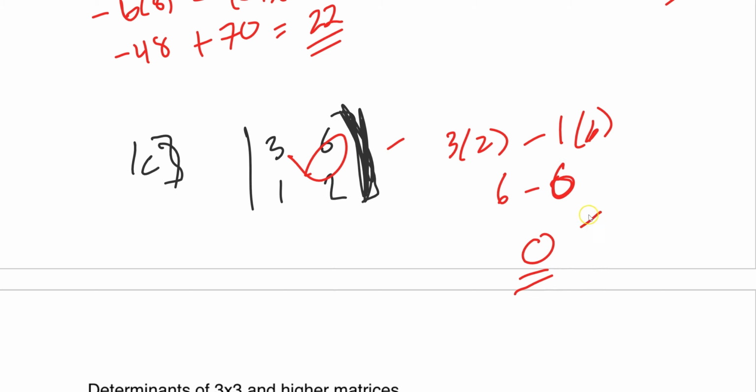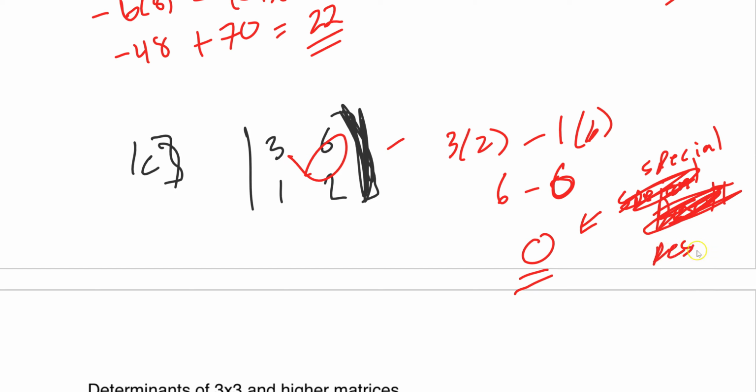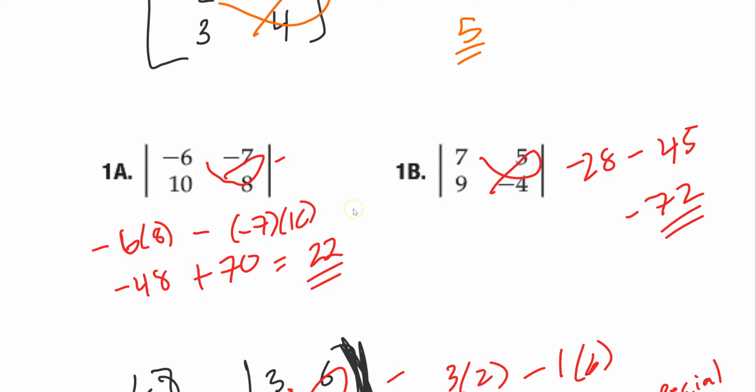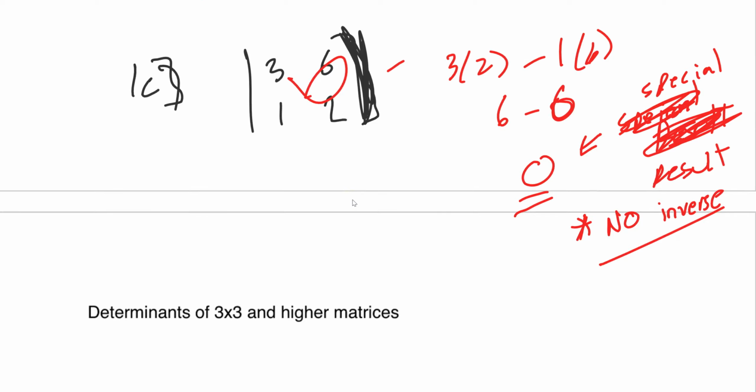And that's actually a special result. It means you have no inverse, and we'll talk about that more in the next video, but keep that in mind. So that matrix has no inverse. Again, we'll talk more about that later. So that's how you do the determinant of a 2 by 2: just down diagonal minus up diagonal.